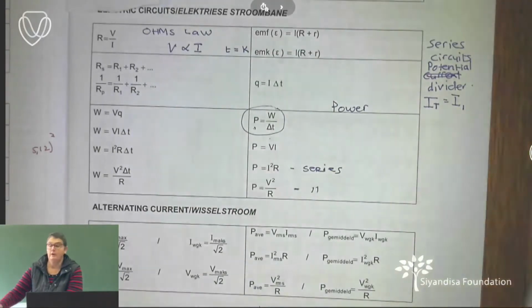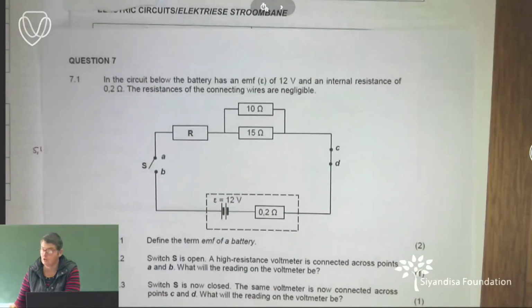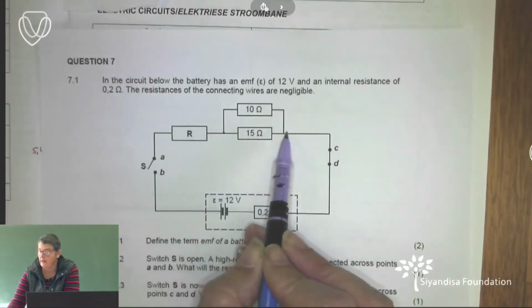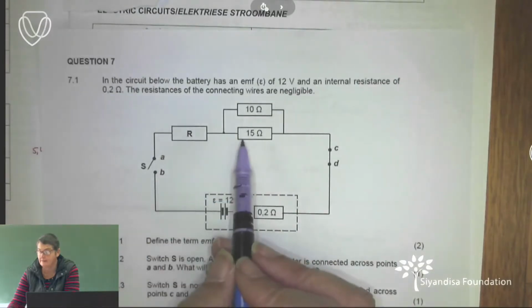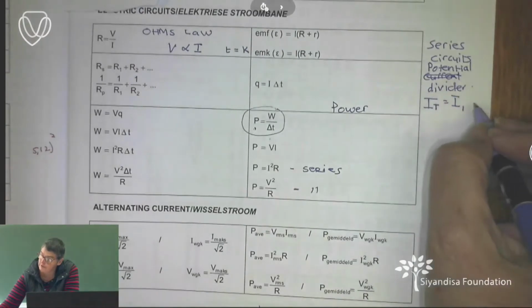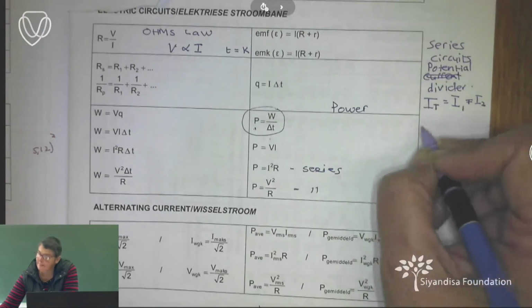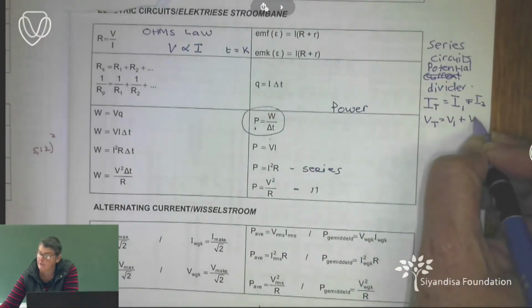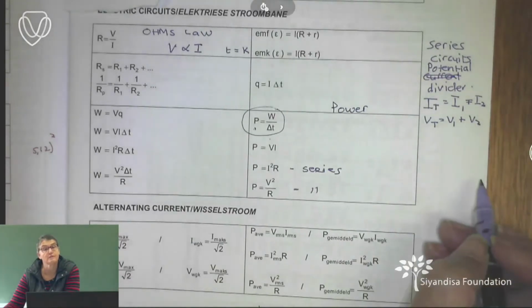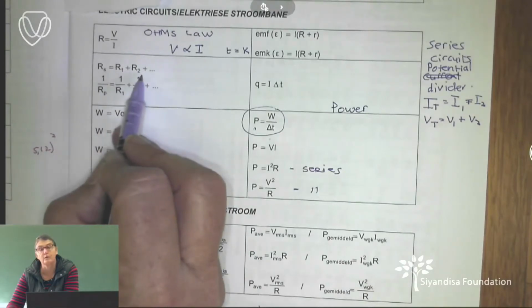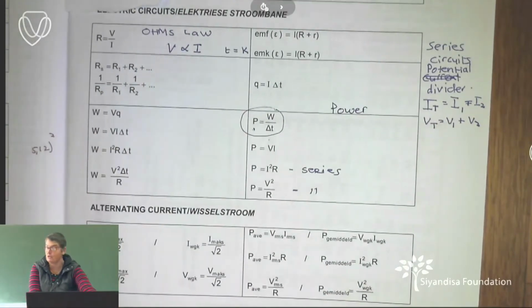Okay. So, if I have a circuit like this, for example, everywhere here, from here to there, the current will remain the same. But my potential difference will be equal to the potential difference across the various resistors. And to get my total resistance, that is what I would do. Right, so that is in my series circuit.